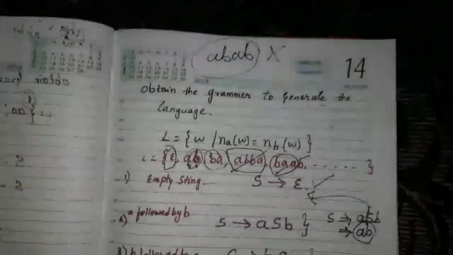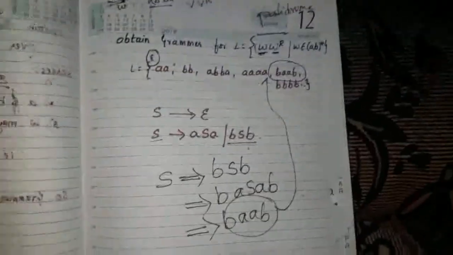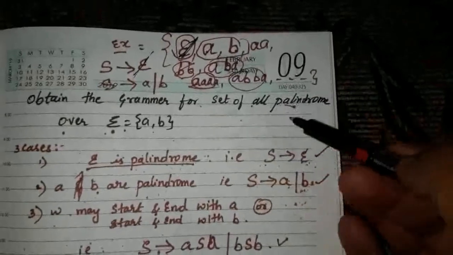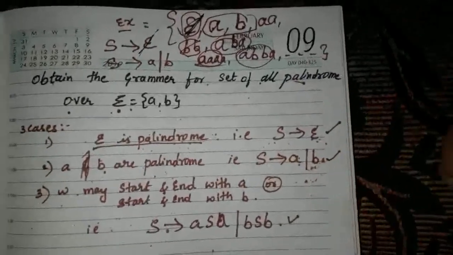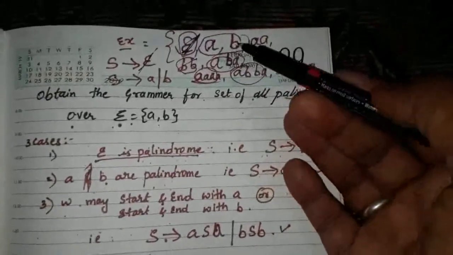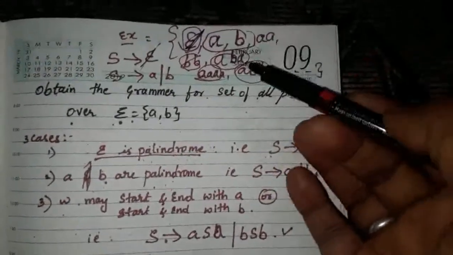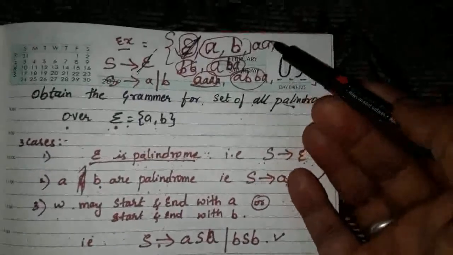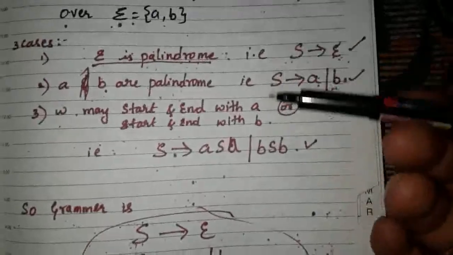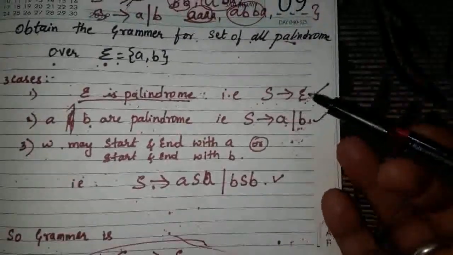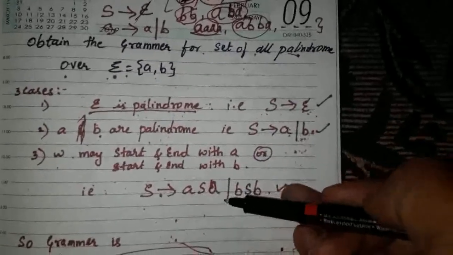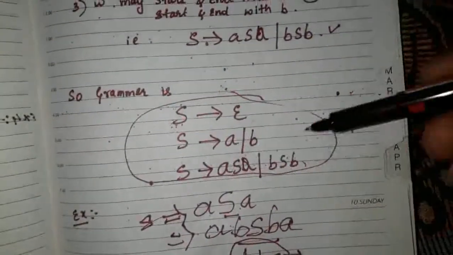So the last 3 problems are somewhere connected together. See, the first one is a palindrome, where you can have epsilon, just A, just B, or a combination of A's and B's, where it is starting and ending with A, or starting and ending with B. So 3 cases are there in it. S tends to epsilon, S tends to A or B, or S tends to A S A or B S B. This is the grammar of it.